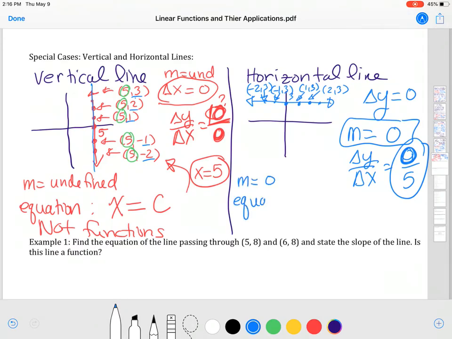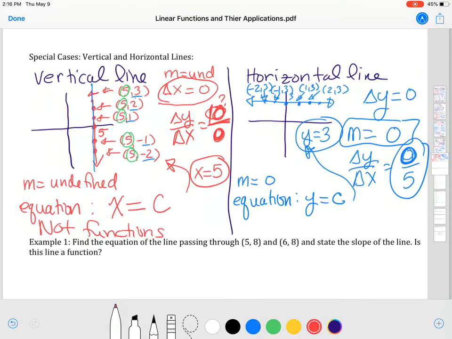my equation is always going to be y is equal to whatever number it passes through on the y-axis. Whatever that value of y is that stays the same for all the points, that is your equation. Y equals that number. And in this particular example, it would be y is equal to 3.